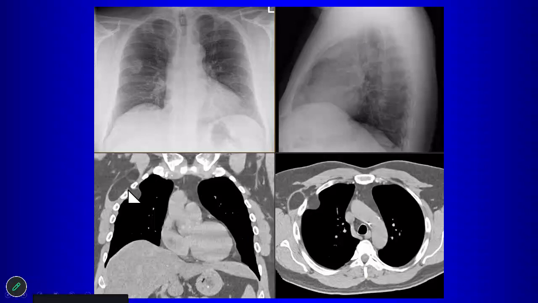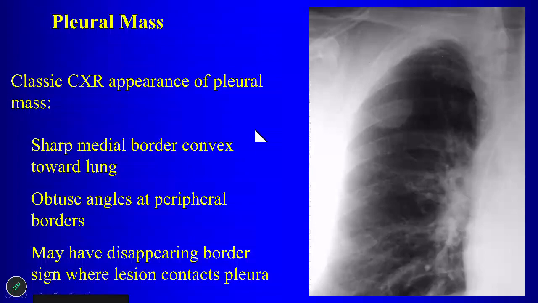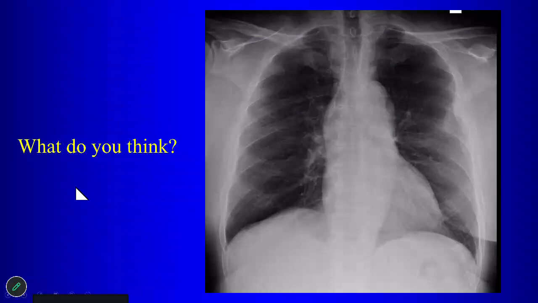So this one is actually extending through; you can see into the subcutaneous area. So that's a pleural lipoma, right? Most common benign pleural or chest wall tumor, arises from subpleural adipose tissue, smooth, fat attenuation, easy diagnosis with CT. Not a mystery once you do the CT scan, but that is the differential when we have a lesion that we think is along the pleural surface. Nice disappearing border sign in that case, okay?